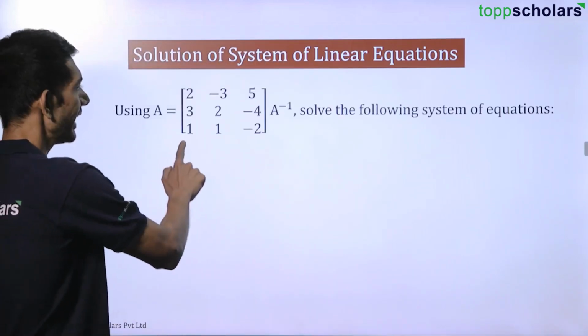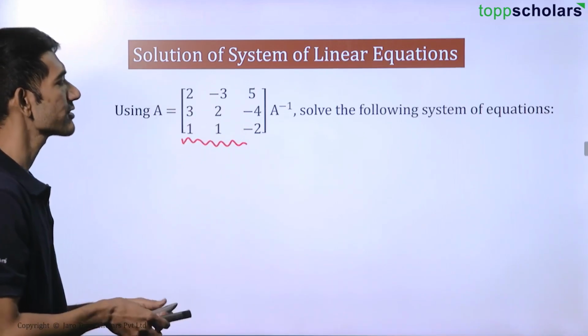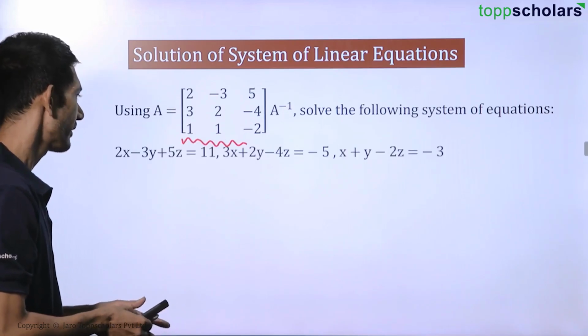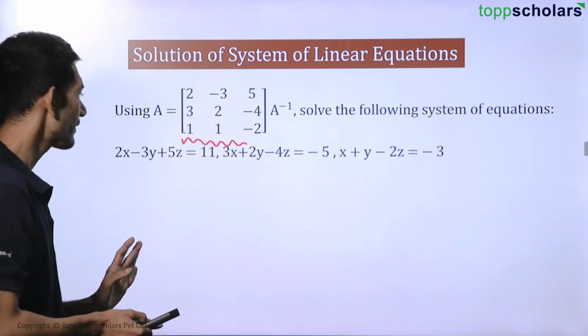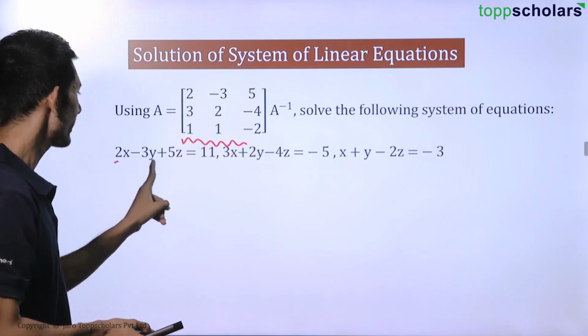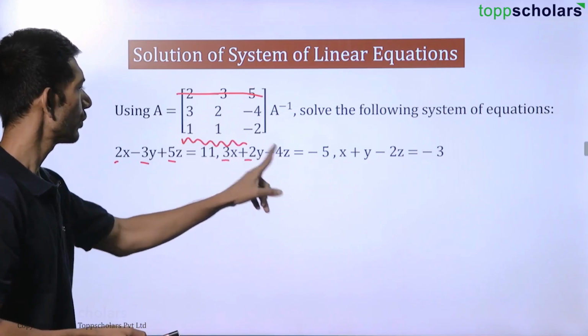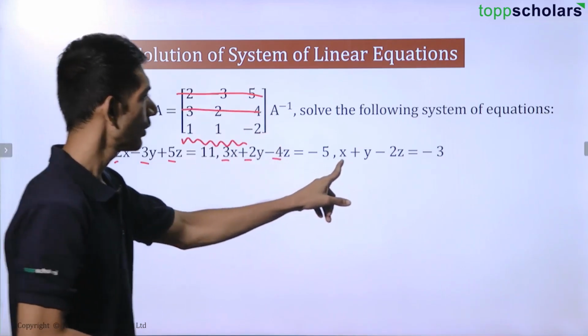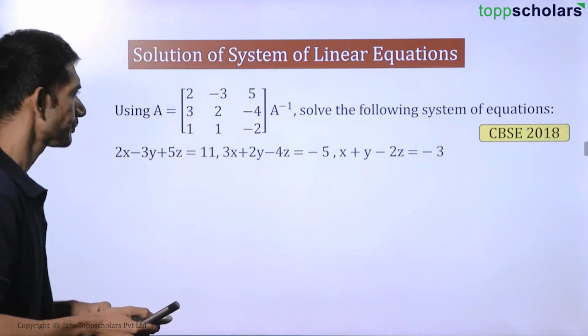Now using A times A inverse, solve the following system of equations. Okay. Now, there are three equations given to us. 2x minus 3y plus 5z. Obviously, you have here 3, 2, 4. Minus 4 you have here. 1, 1 minus 2 you have here. Okay. Let us solve this.